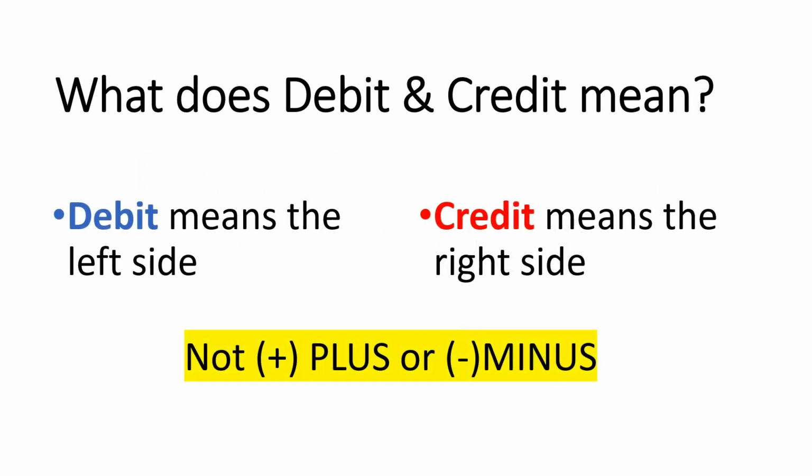What does debit and credit actually mean? Debit means left side and credit means right side. It does not mean plus or minus in this circumstance.